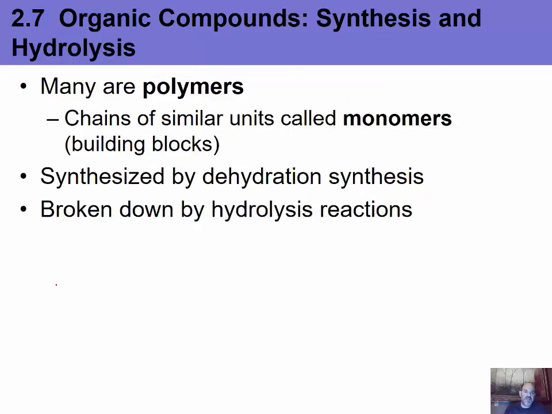Many of these compounds are polymers, and a polymer, poly means many, is a chain of smaller subunits called monomers, which are the building blocks. So these would be several repeating units of the same type of molecule. For example, complex carbohydrates are made of simple sugars. Those would be the monomers.